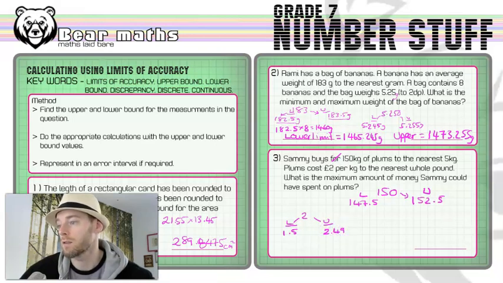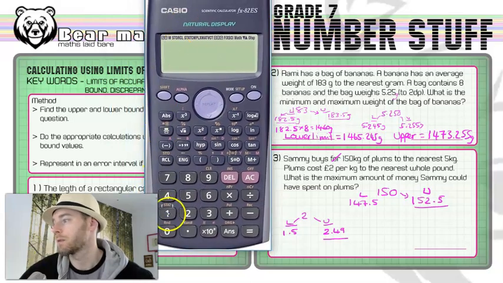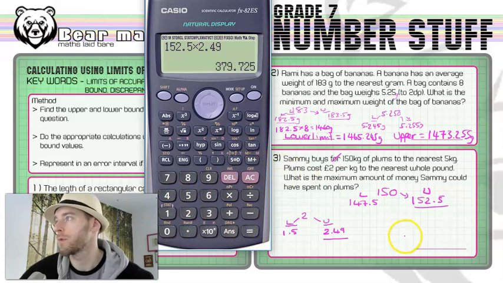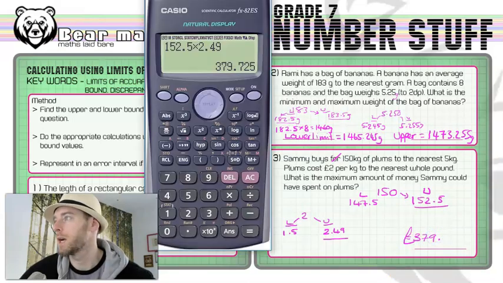Okay. And there's a slight annoyance to this question that I think we'd have to pick up on. Now, I'm going to take the amount of money that he could have spent on plums of £2.49. I'm going to multiply it by the upper bound of 152.5. So let's just type that into the calculator, move it over a little bit here so I can get the buttons. 152.5 multiplied by £2.49. That equals that amount of money. So £379, and then we're going to have to round that money up, so 73p.